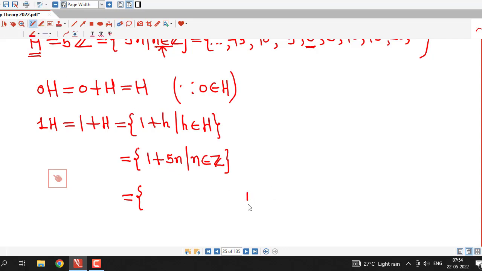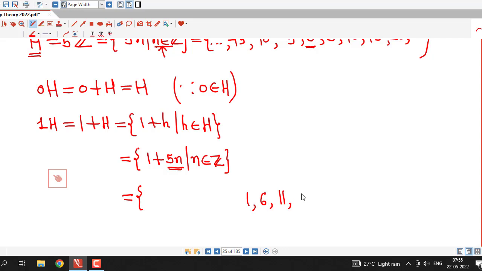For n equal to 0, element is 1. For n equal to 1, we will have 6. For n equal to 2, we will have 5 into 2, 10 plus 1, that is 11. And we can see the difference here. This gap is 5. 11 minus 6 is 5. 6 minus 1 is 5.